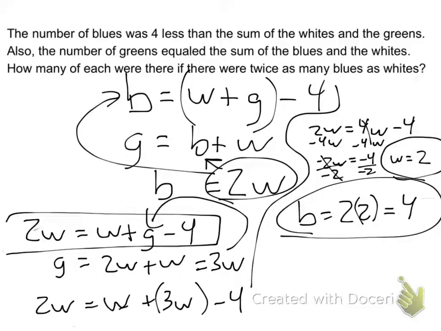G equals B plus W, or, wait a minute, couldn't I say it right here? G is equal to 3W. So therefore, it would look like G equaling 3, that's an equal sign.